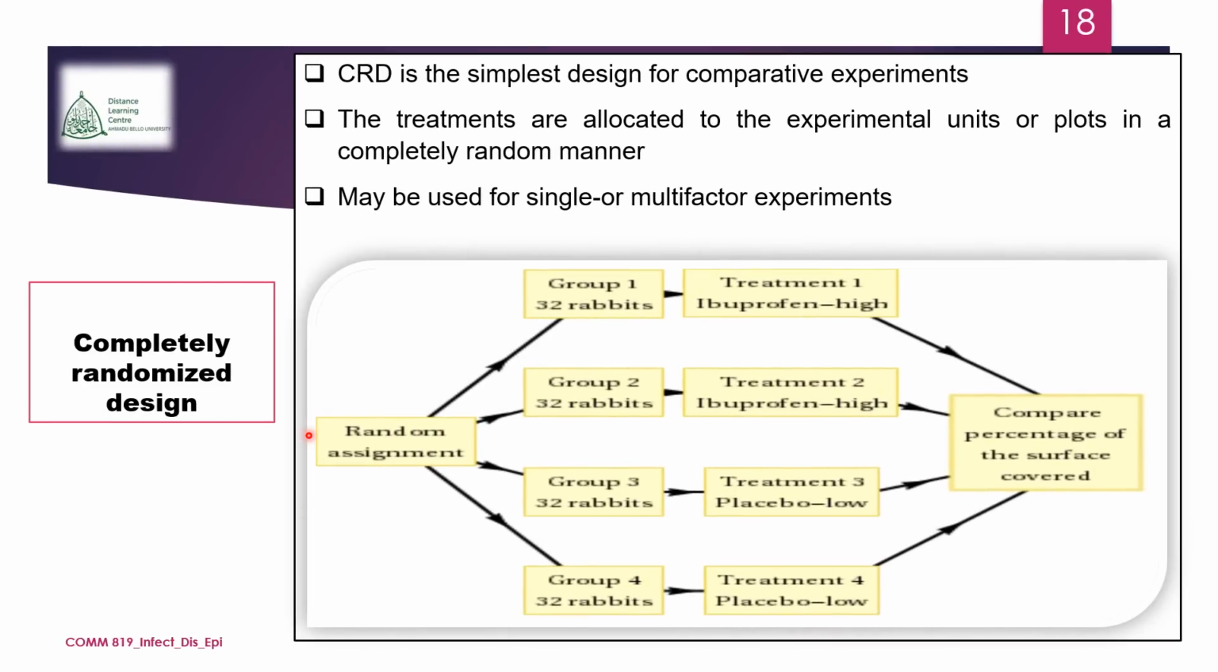Okay, completely randomized design, CRD. For CRD, you say this is the simplest design for comparative experiment. The treatments are allocated to the experimental units or plots in a completely randomized manner. It may be used for single or multifactorial experiment. Mostly with CRD, you see people say one-way analysis of variance. Okay, so here is a simple structural representation.